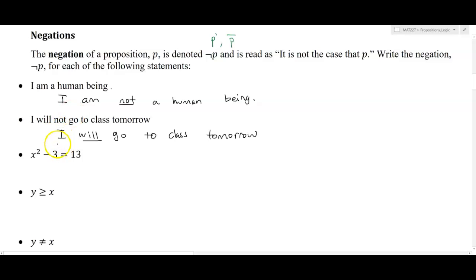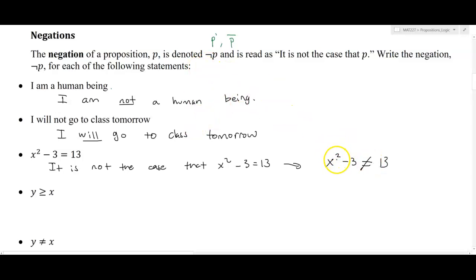And what about the statement x squared minus 3 equals 13? Well, if we first of all start off by writing it is not the case that x squared minus 3 equals 13, then what does that mean? Oh, wait a minute. That means precisely x squared minus 3 does not equal 13. So if the square of x minus 3 is not equal to 13, then this can imply one of two things.